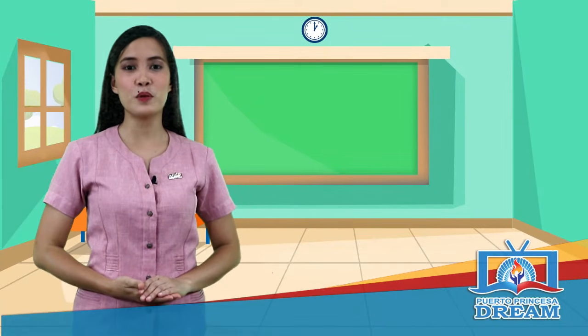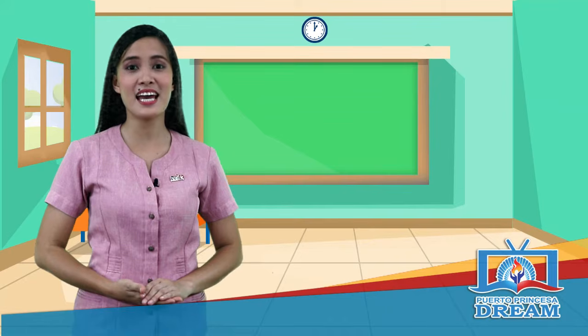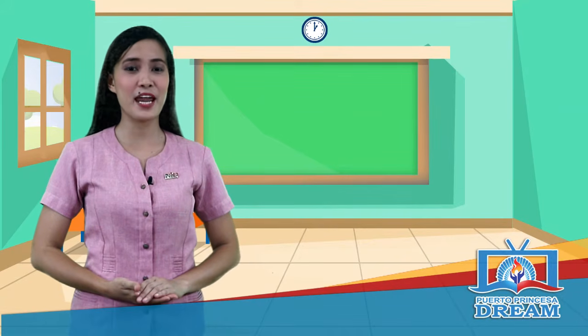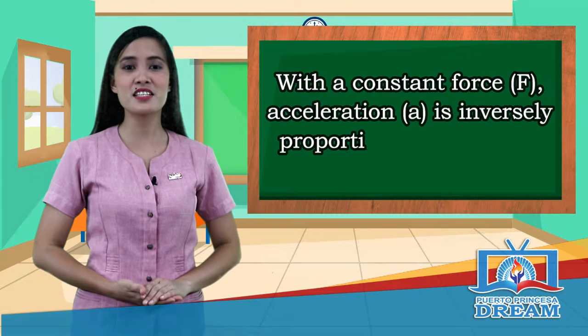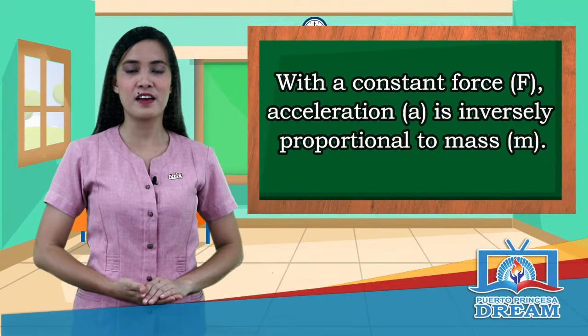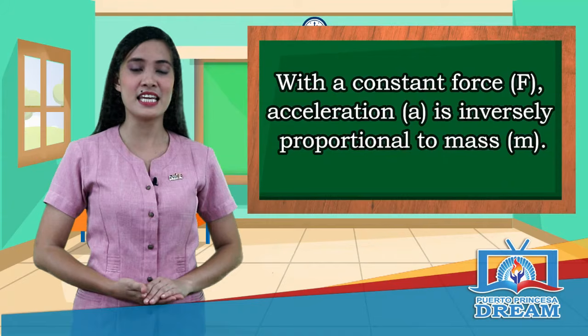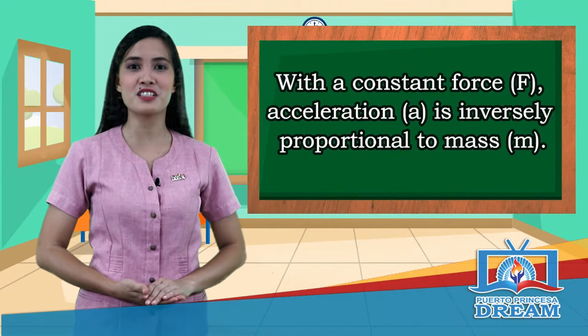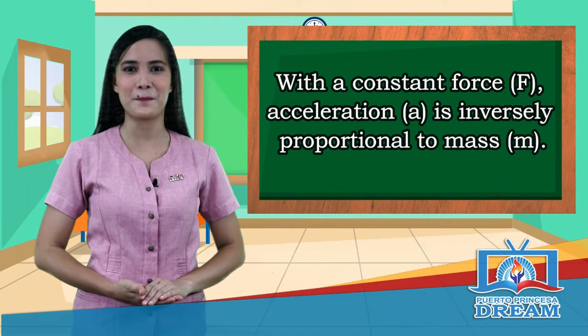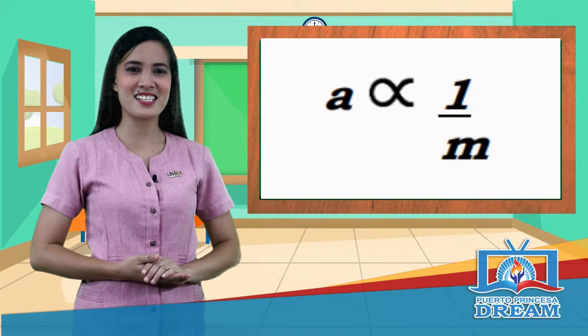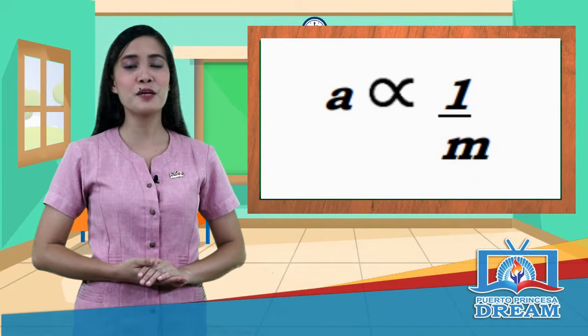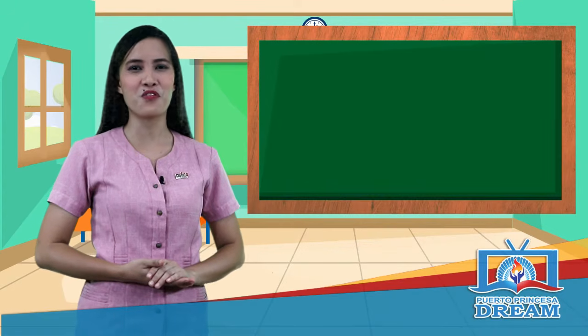The relationship between acceleration, or A, and mass, or M, can be summed up as follows. With a constant force, or F, acceleration, or A, is inversely proportional to mass, or M. Mathematically, it can be expressed as A is directly proportional to 1 over M.